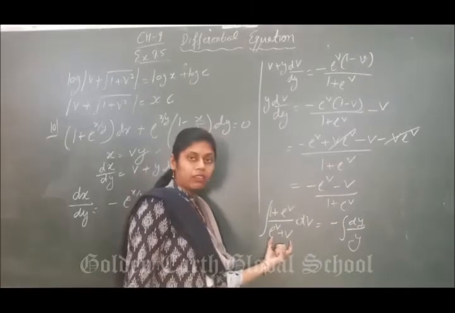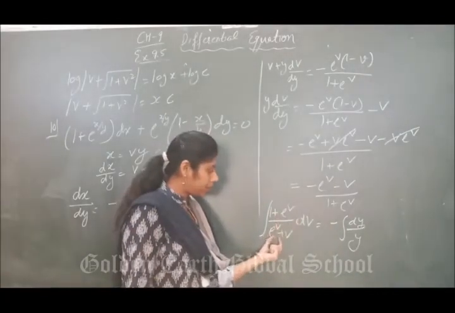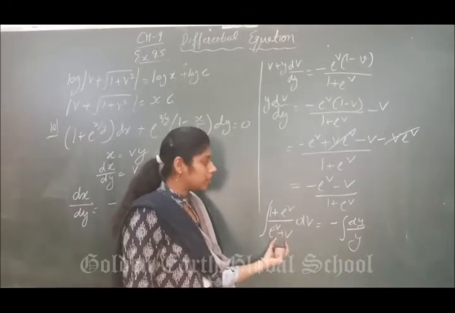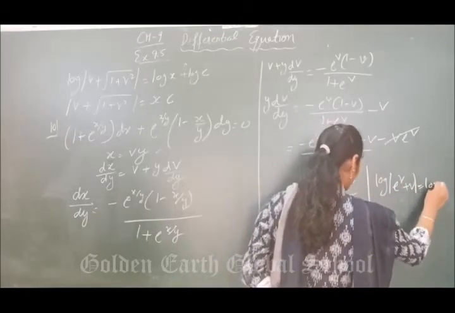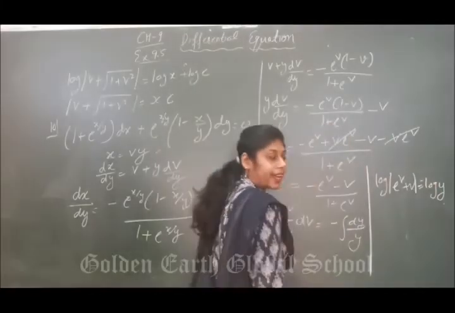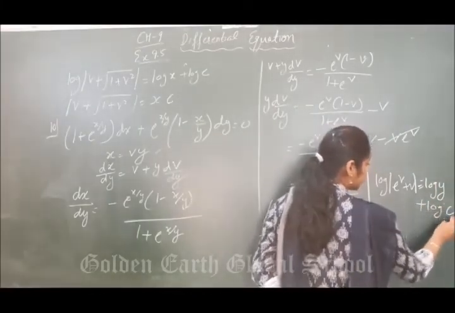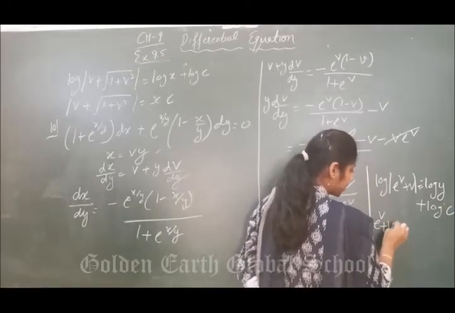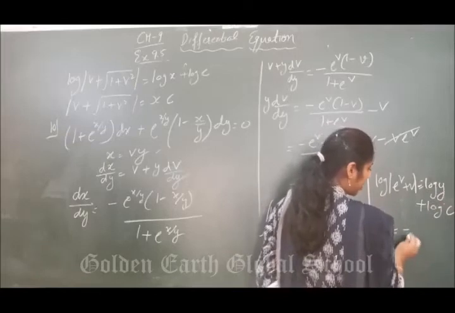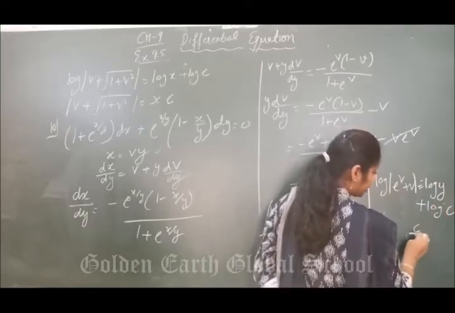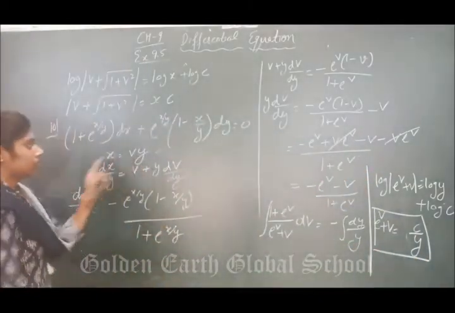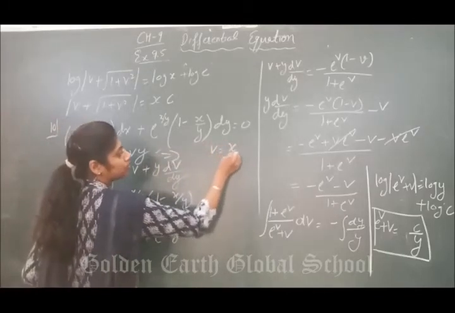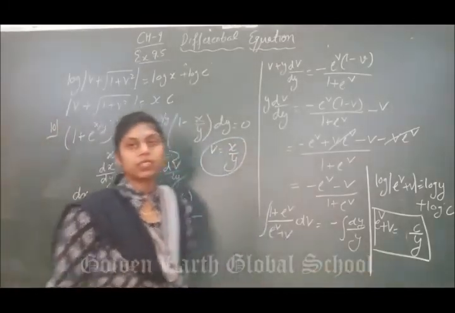Now see, the derivative of the denominator is in the numerator. Derivative of e^v is e^v. Derivative of v is 1. So its integration will become log of e^v plus v, and on the right hand side minus log of y, and for the constant term we can write log of c. So it will become e raised to power v plus v equals y raised to power minus 1 into c, that is c upon y. So this is the complete solution, where v is equal to x upon y. So this is your complete solution.